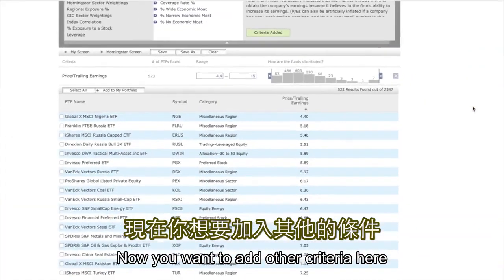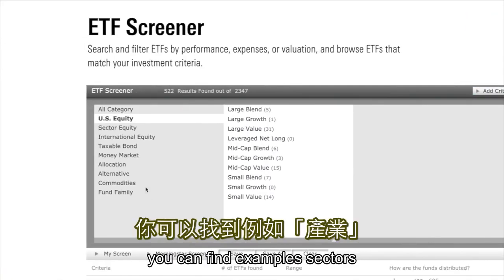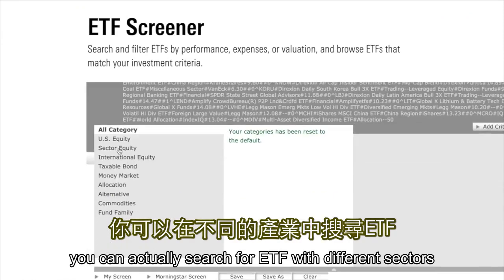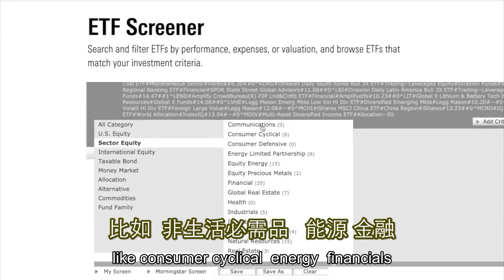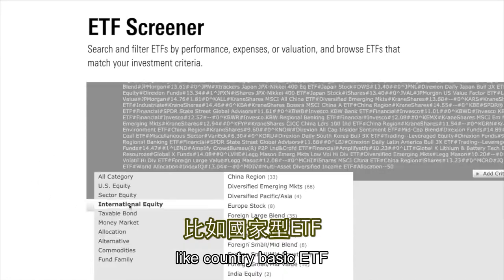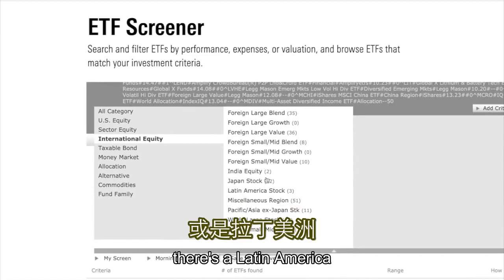Now, you want to add other criteria here. For example, you want to go for categories. You can find example sectors. You can actually search for ETFs with different sectors like consumer cyclical, energy, financials, or if you want to go for international, like country-based ETFs, you can see that here. There's China region, there is Latin America.